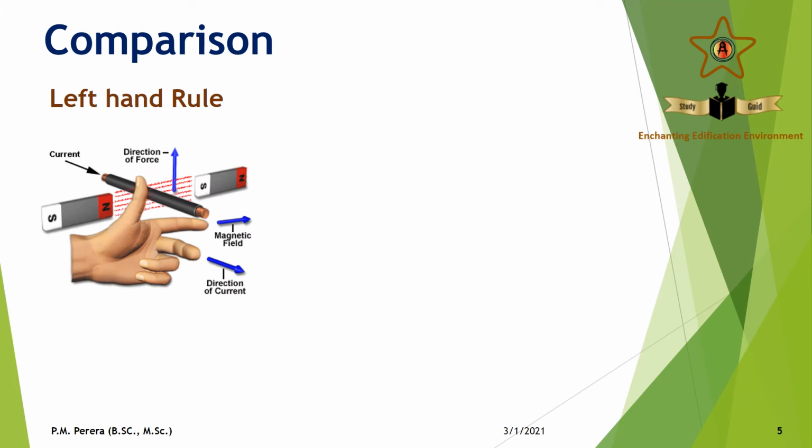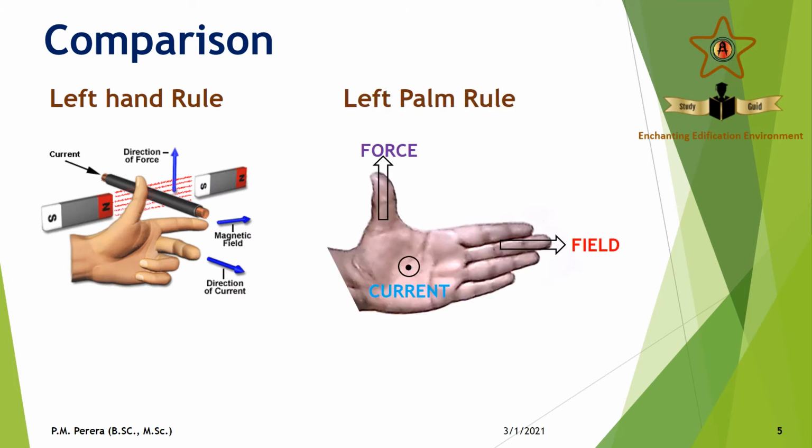Comparison. Left-hand rule is given in this diagram and the left palm rule also is given. By looking at the direction of the field and the current, we can see the force is in the same direction. So these two rules give the same effect. Therefore, the left palm rule can be used as a practical rule which can be very easily handled.